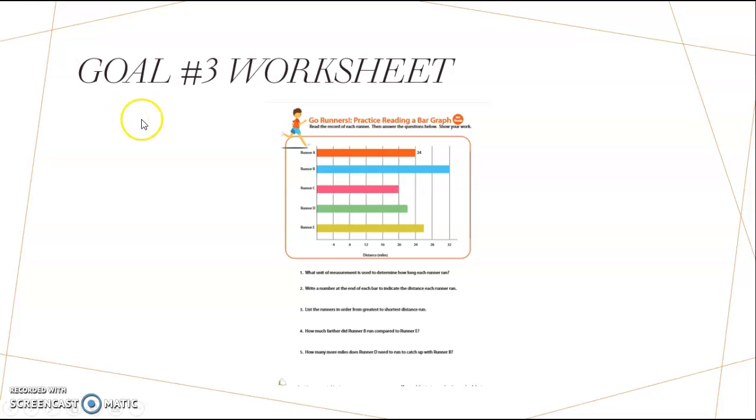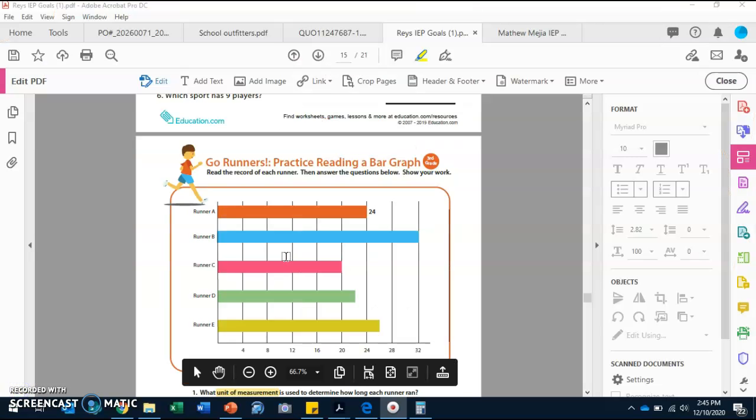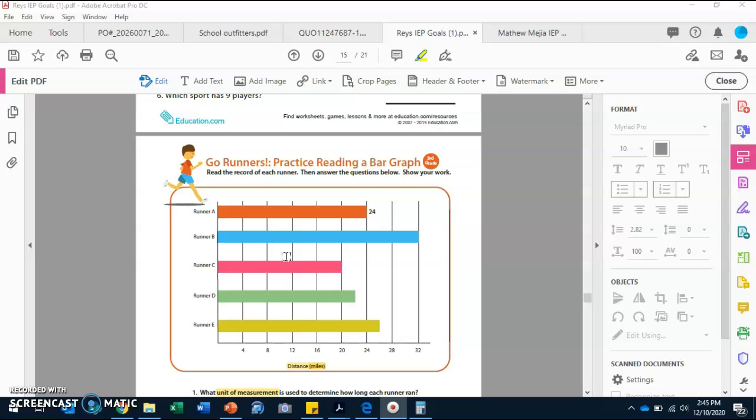So for today, we're going to be working on this worksheet. It is called Go Runners Practice Reading a Bar Graph. If you have this worksheet, please get it out. If you do not, it is okay. You can write the answers on a sheet of paper. Don't forget to write your name on the top and the date. Today's date is December 11, 2020.